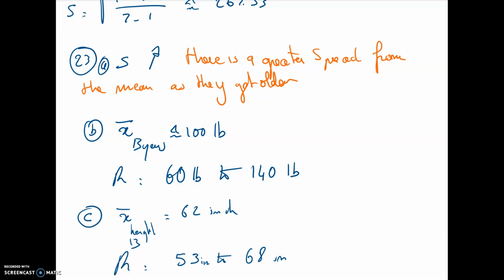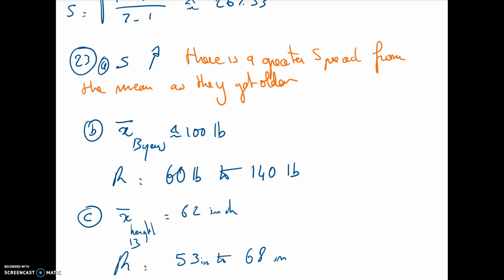On this question number 1, it was what happens to the standard deviation for the weight of the boys as the age of the boys increases. What is the significance of this fact? Well, first of all, you can see that the standard deviation increases, and that is a fact. Second of all, there is a greater spread. If you look at the spread, there is a greater spread from the mean as they get older. So that is very important to notice.